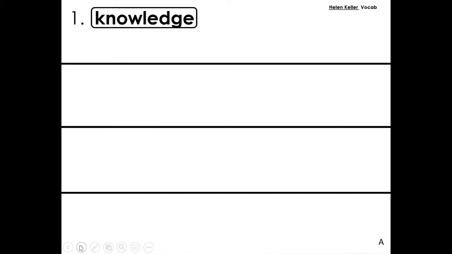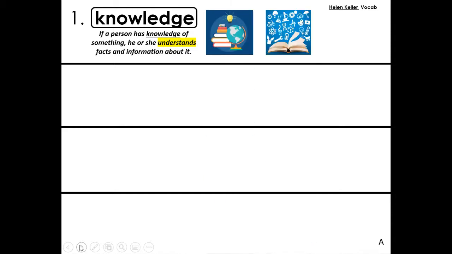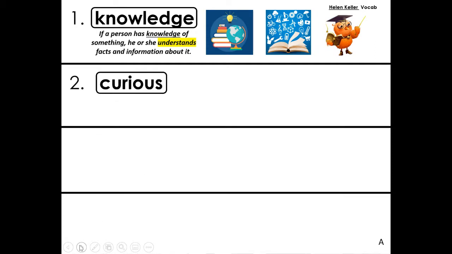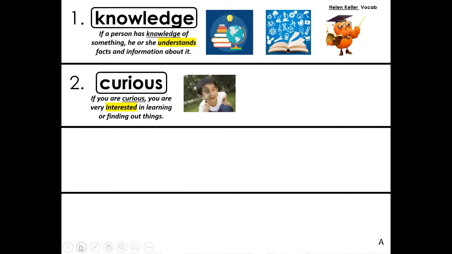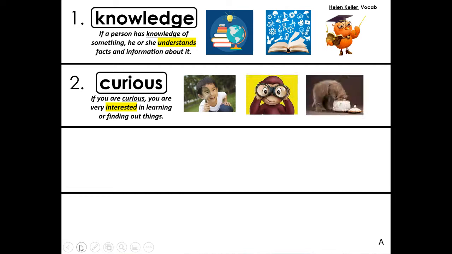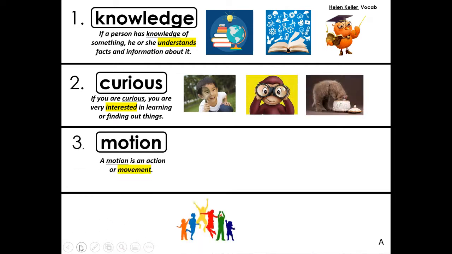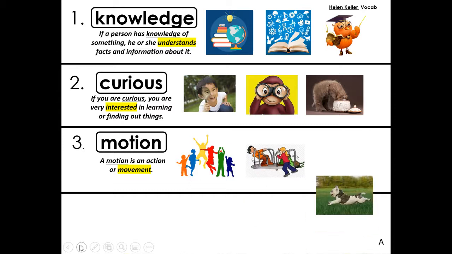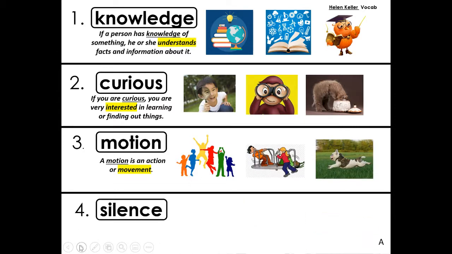Number one, knowledge. If a person has knowledge of something, he or she understands facts and information about it. Number two, curious. If you are curious, you are very interested in learning or finding out things. Number three, motion. A motion is an action or movement. Number four, silence. Silence is a lack of sound and quiet.